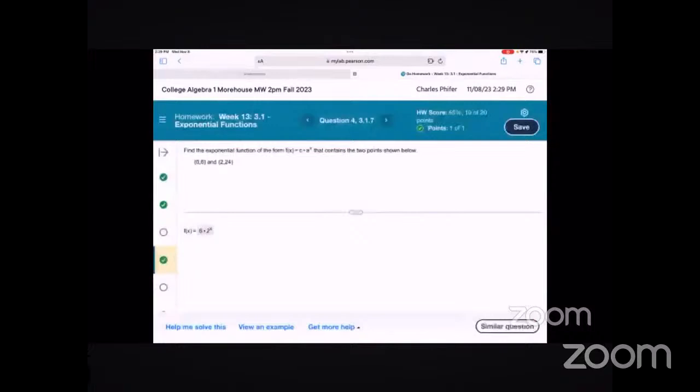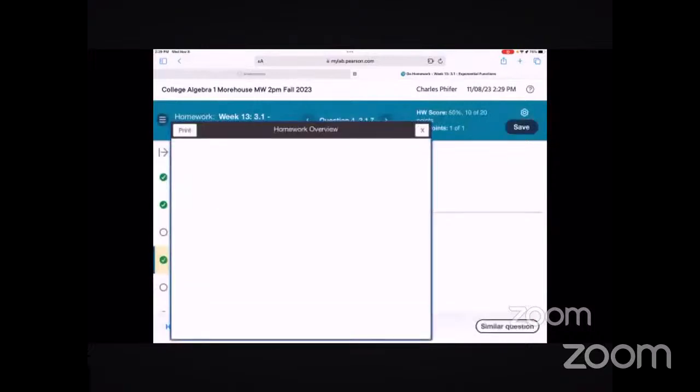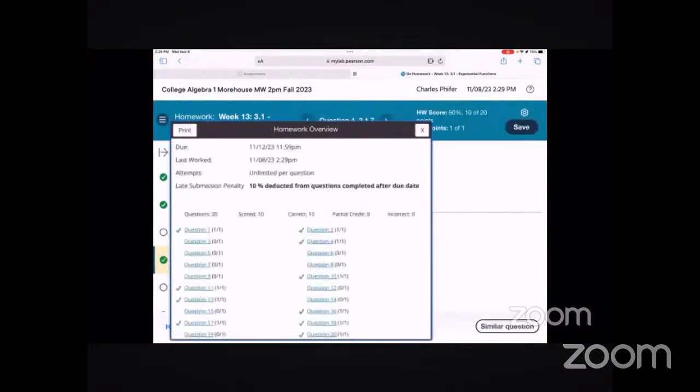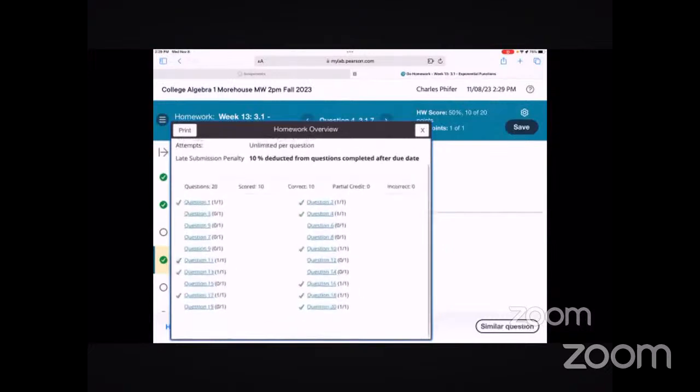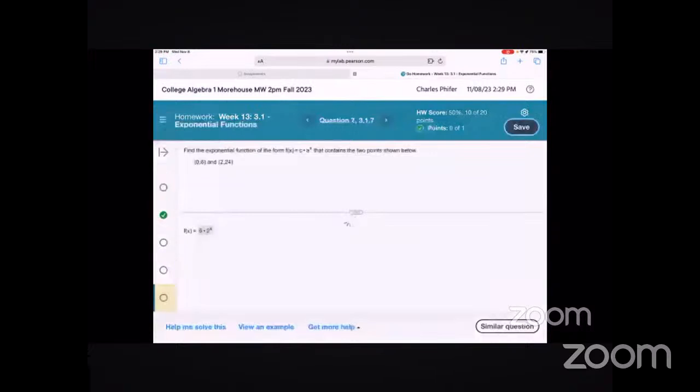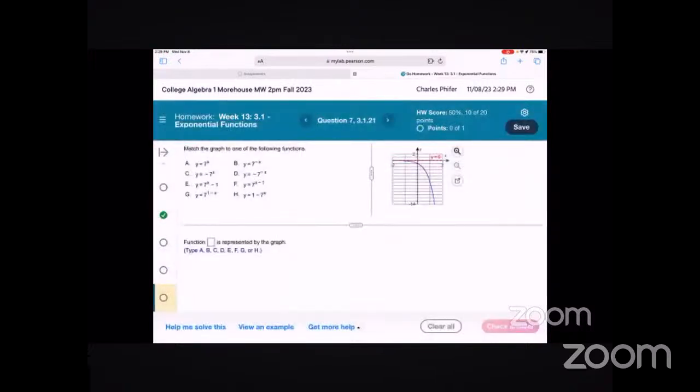Hey, Google, give me a random number between 1 and 20. 7. Let's see. Match the graph to one of the following functions. Okay, so it looks like they started with an exponential. It looks like it's turned upside down, and that really seems to be the main manipulation. It's just an exponential that's been turned upside down.